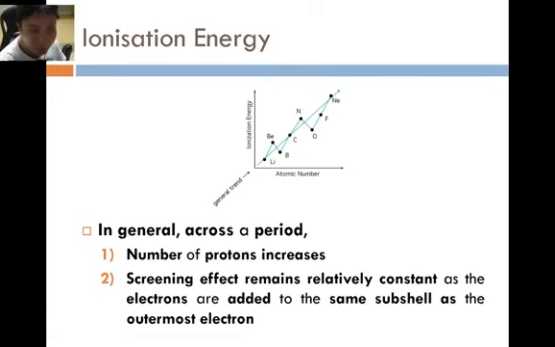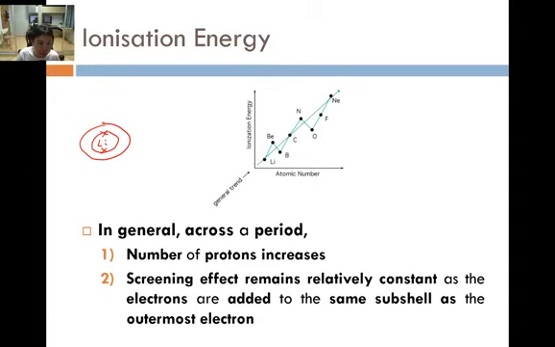Let me emphasize again: the screening effect only depends on the number of inner shell electrons. Let me draw the electronic configuration for lithium. Lithium is 2 and then 1, and let's just say carbon is 2 and then 4. Which is the valence electron that we are trying to remove in the first ionization energy? It is this one in lithium and this one in carbon.